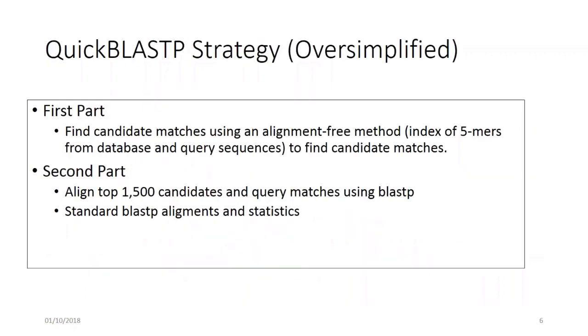So this is a very oversimplified description of what QuickBLASTP does. The first part of the QuickBLASTP search uses an alignment-free method. Basically it makes an index of the 5-mers of the database and the query sequences, and looks them up in memory to find candidate matches, which have good k-mer content compatibility. The second part is to take those candidate matches and do a BLAST alignment with them. Doing that means you get standard BLASTP alignments and statistics. The first part, finding your matches, uses that alignment-free method.